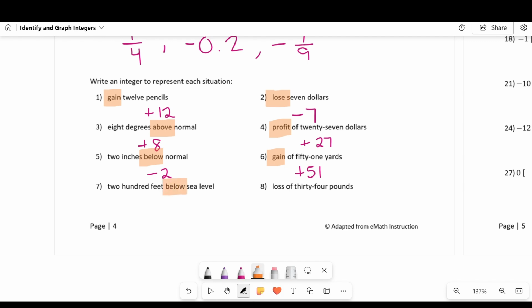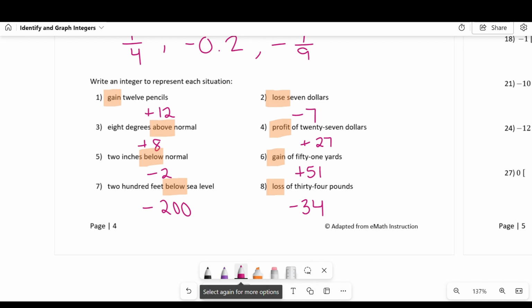200 feet below sea level. Think about it. That would be negative 200. A loss of 34 pounds. What do you think? Negative 34.